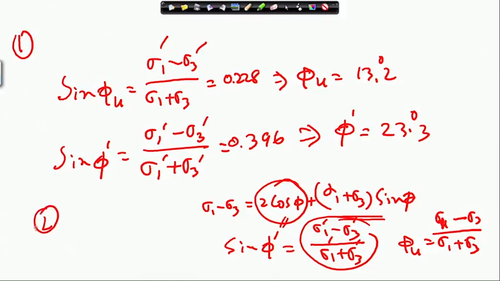Similarly, I can do test 2 and test 3. From one test I get this, from the second test I get this, from the third test I get this, so a little variation may be there. The final result will be the average of these 3. So, though it is an undrained test, we can get the effective stress parameters. That is how to do it.